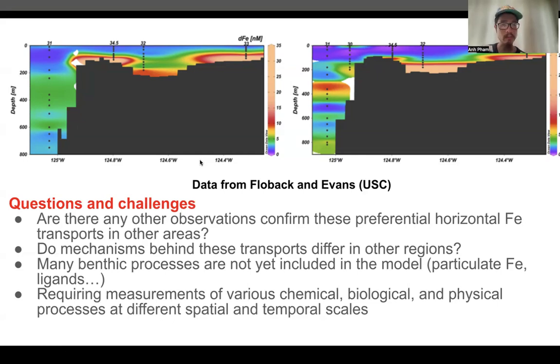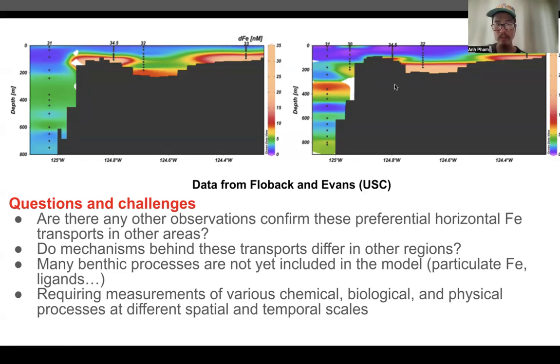Also, there are many benthic processes that are not yet included in our model. For example, in our model right now, we only look at the release and transport of dissolved iron from benthic sediments and the transport of dissolved iron from coastal areas to the open ocean. But our collaborators at the University of Southern California show in the right-hand side figure here that particulate iron can also be released from benthic sediment and transported away from the coastal area to the open ocean.